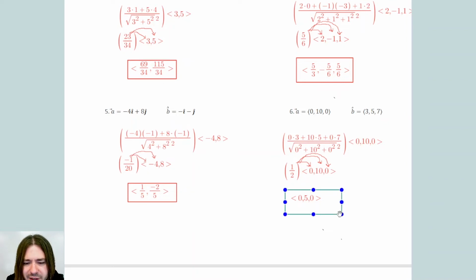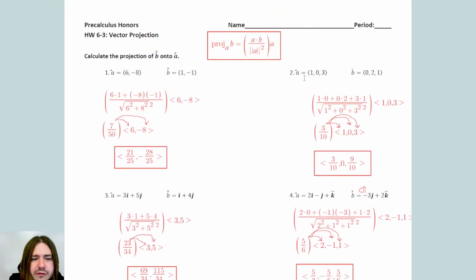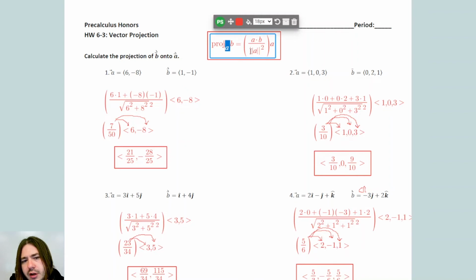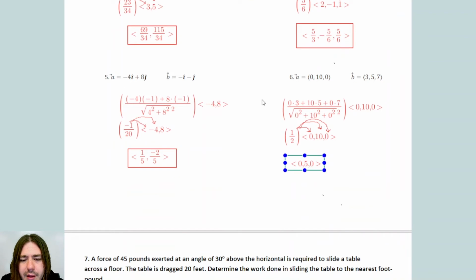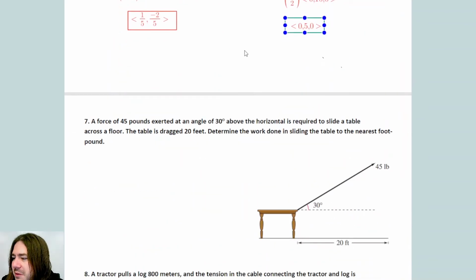Let's see if I can make this box a little smaller. Doesn't need to be that big. There we go. Okay, so that's it for the front page where we're just calculating projections. It's really important that you make note of which vector you're projecting onto. The one you're projecting onto you want to think of as the floor, and then the one that you're actually projecting, in this case B onto A, B is going to be what is causing the shadow, and the projection is the shadow vector itself.